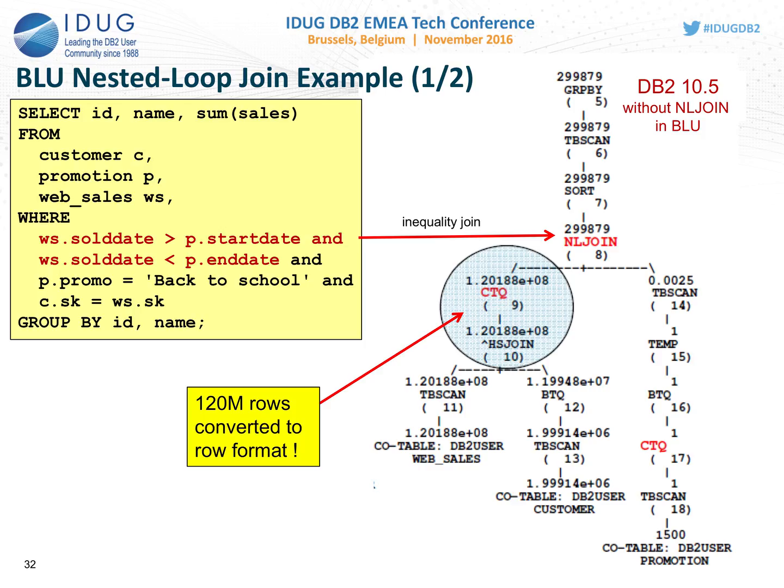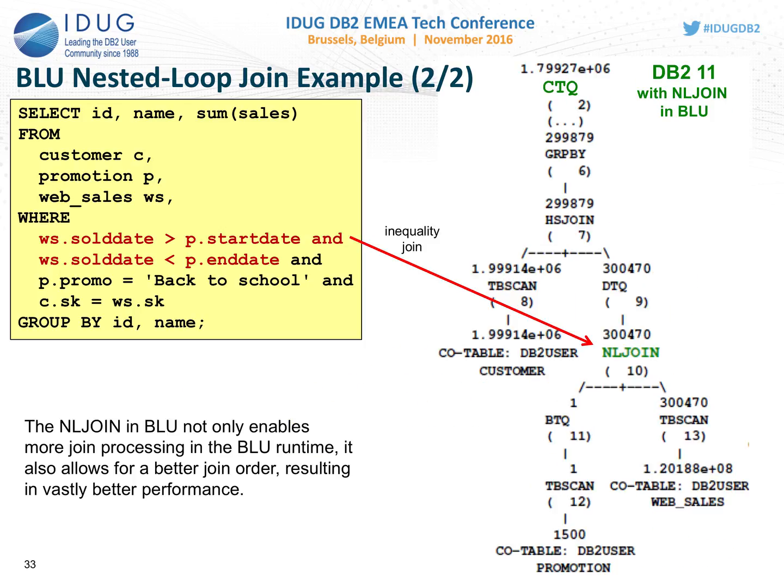This is what it would look like in DB2 11. You see that the CTQ operator again has bubbled all the way to the top. Everything underneath is happening in the BLU runtime as efficient as possible. The nested loop join here is now a native BLU nested loop join, a lot more efficient. So there are a certain class of join queries that benefit from this enhancement.